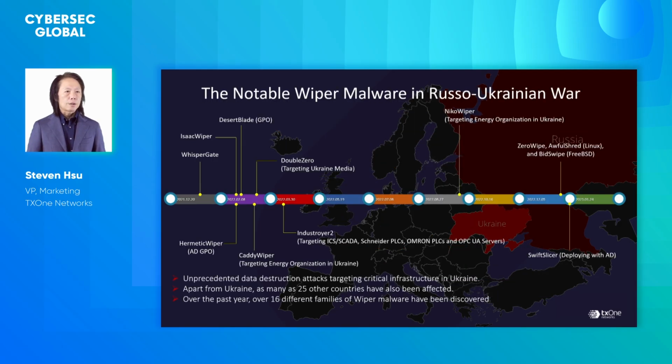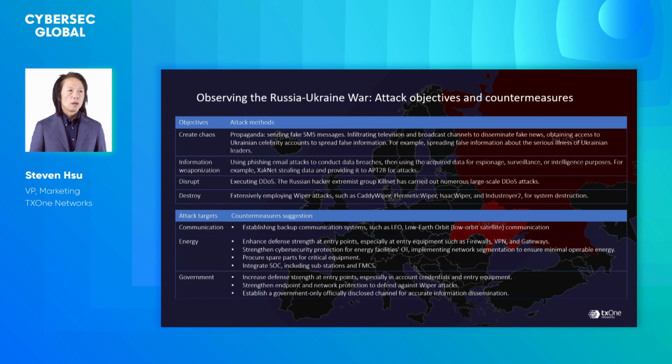So in the year 2022, you can see that Russia actually highly leveraged wiper attacks. Within that year, already more than 60 different families have been discovered through observation. Also, more than 25 countries were affected.